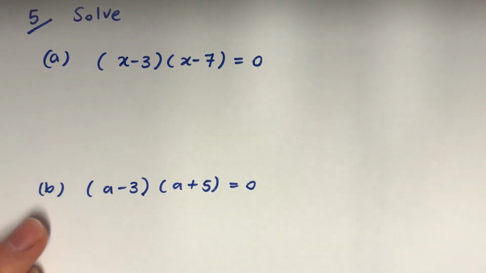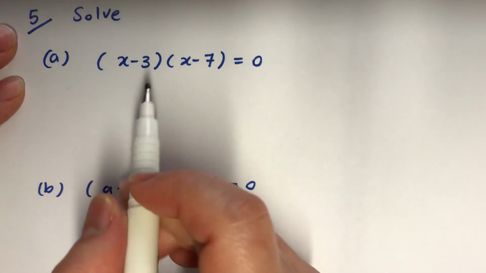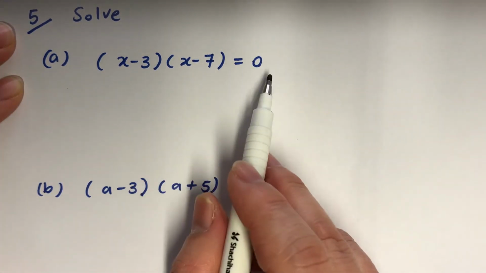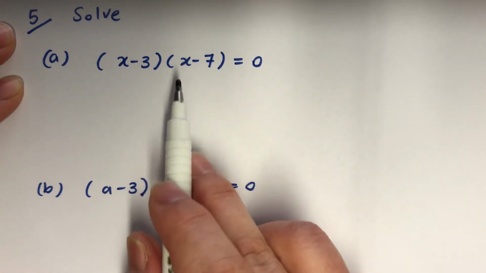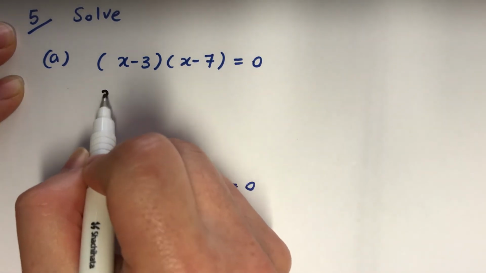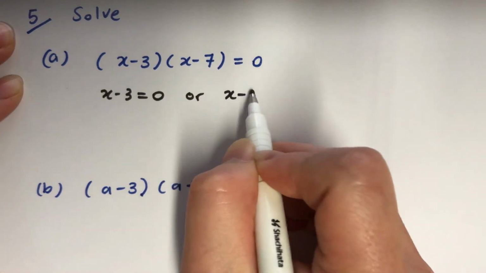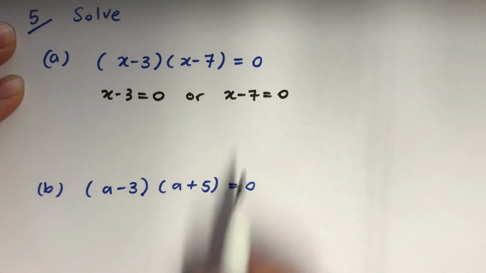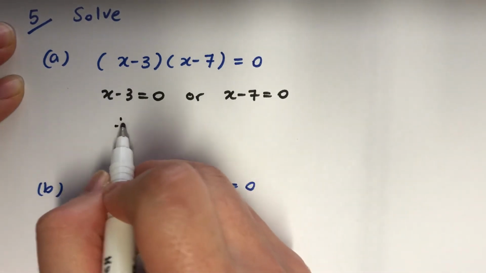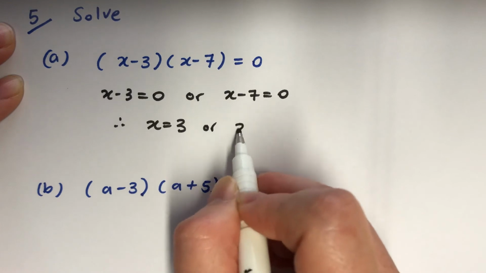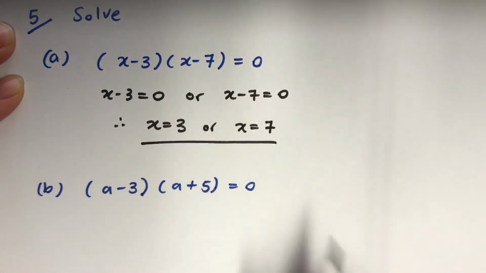Solve. Let's have a look at this. Solve this. Now, what does that mean, guys? It means that times that equals 0. So one of them or both of them has to be 0. So I will go x minus 3 equals 0, or x minus 7 has to be 0 to get the whole thing 0, yeah? So therefore, x has to be 3, or x has to be 7.